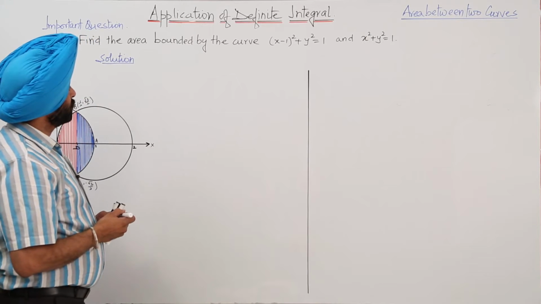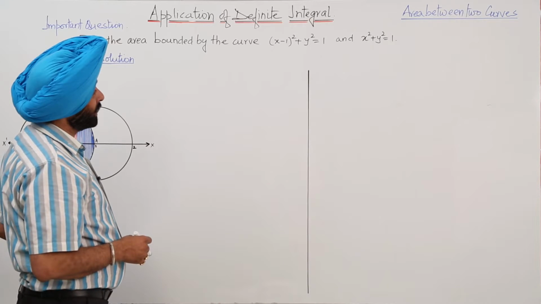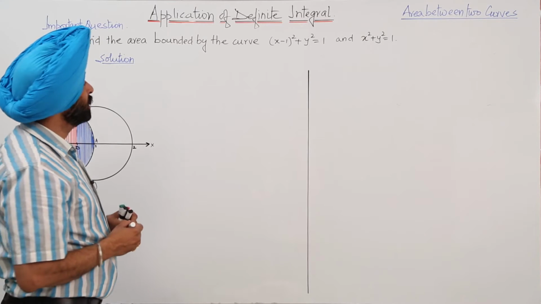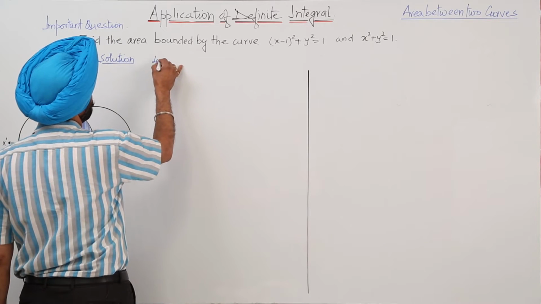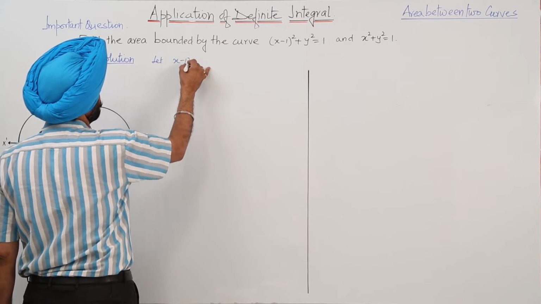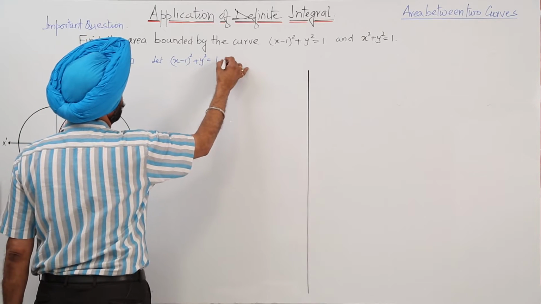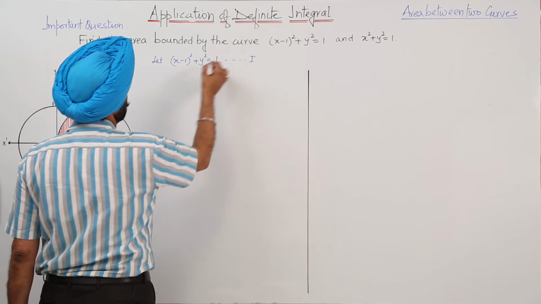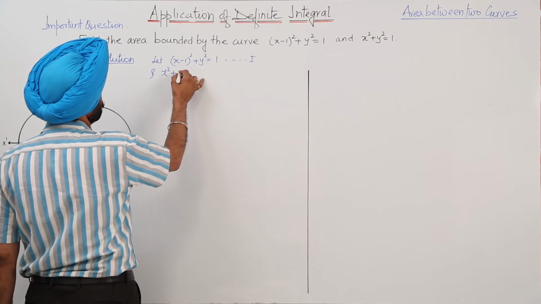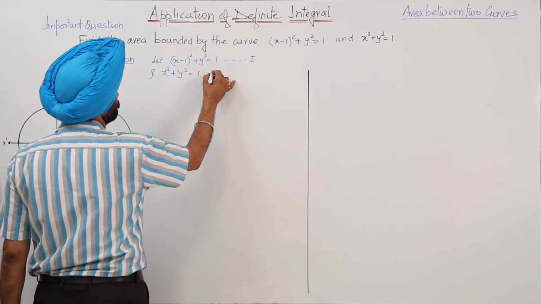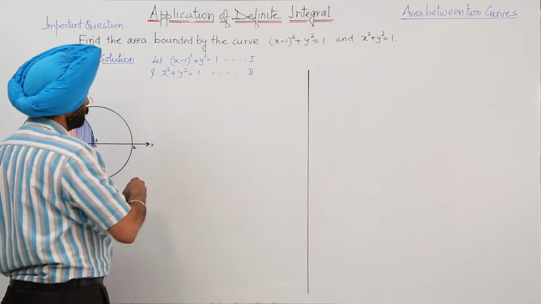We have to find the area bounded by the curves (x − 1)² + y² = 1 and x² + y² = 1, and both are equations of circles. Let (x − 1)² + y² = 1 be equation 1 and x² + y² = 1 be equation 2.